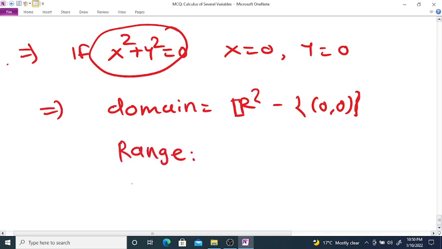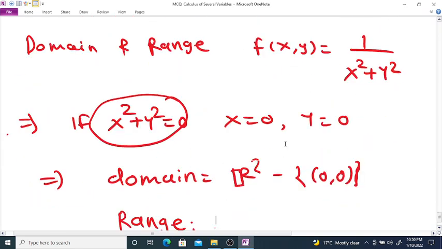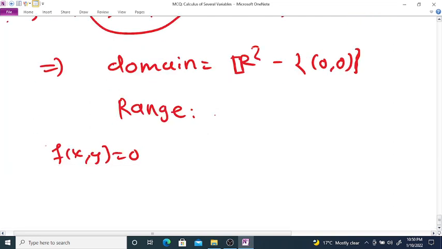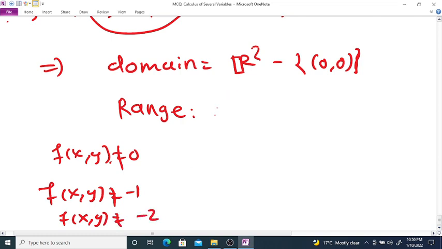and the range is equal to, since again we cannot find (x,y) such that f(x,y) is equal to 0, and therefore the range is, again, we cannot find (x,y) such that f(x,y) is equal to minus 1 or minus 2. Such an (x,y) does not exist, since it is a square function, such a value does not exist, and therefore the range is 0 to infinity. Range is what? 0 to infinity.